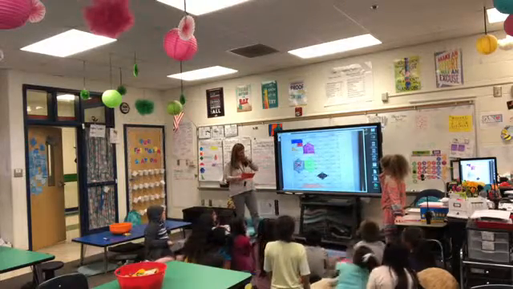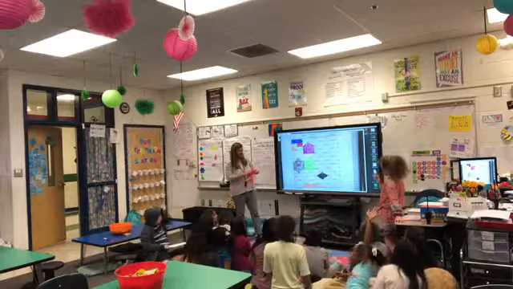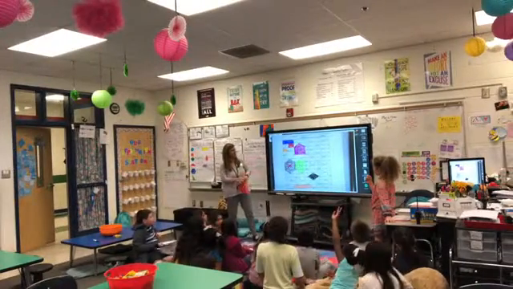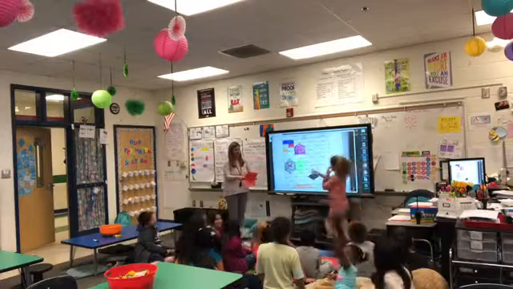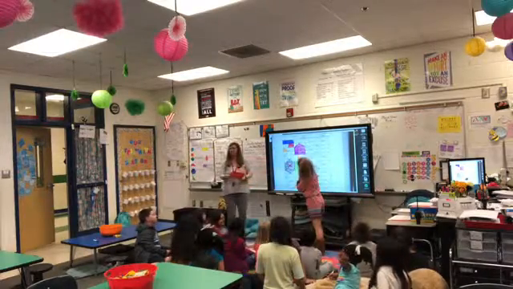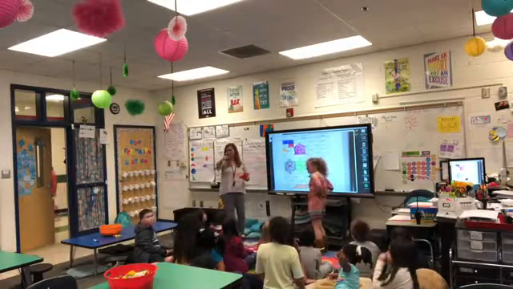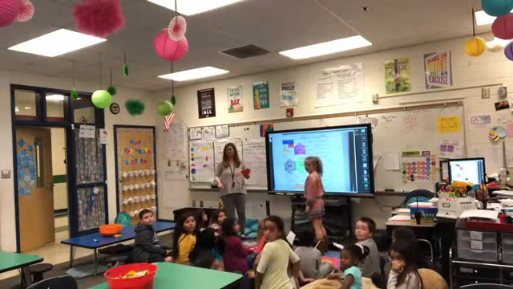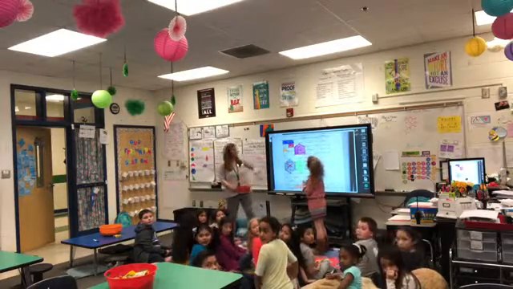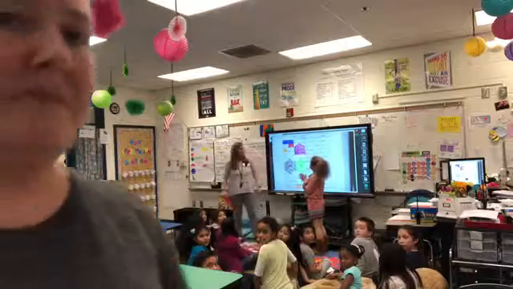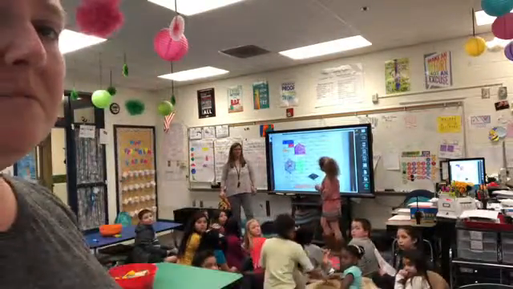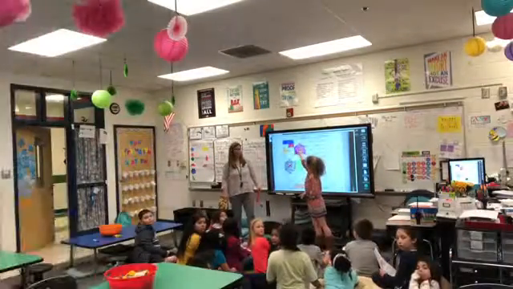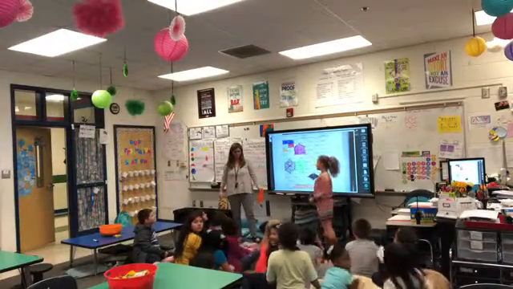Okay, so Abby, can you tell us a little bit about this pink shape here? That one is a pentagon. Miss McGill, will you go check that out for me? Okay, tell me again what this is. That one's a pentagon. And how do you know that it's a pentagon? Because it has 5. Okay, it has 5 sides.